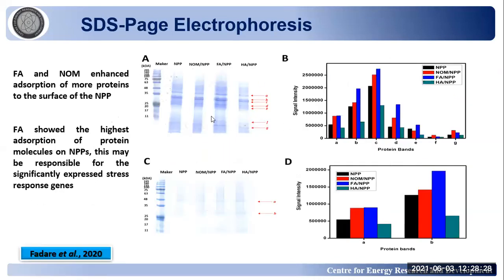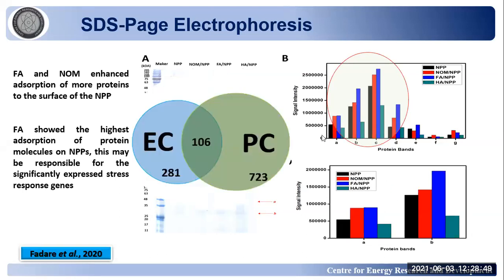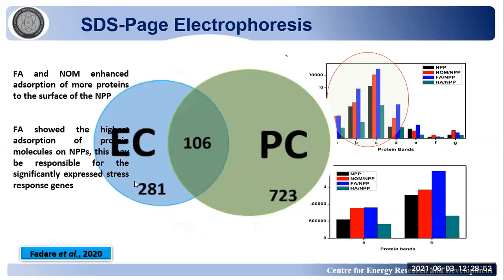Here, this is the SDS-PAGE electrophoresis showing different bands of the protein that was separated from the protein corona, and the second one from the ecocorona. We decided to concentrate on the high abundance proteins in the 2 corona. And from the study, we were able to identify 281 proteins from the ecocorona, and from the protein corona, we identified about 723 proteins. And we have about 106 similar to both corona.